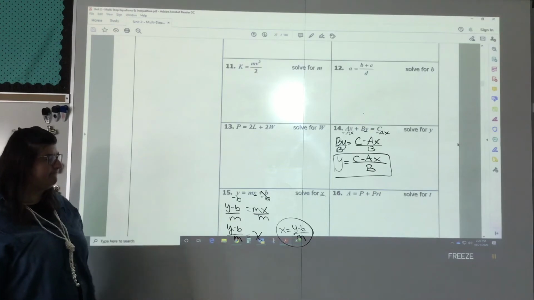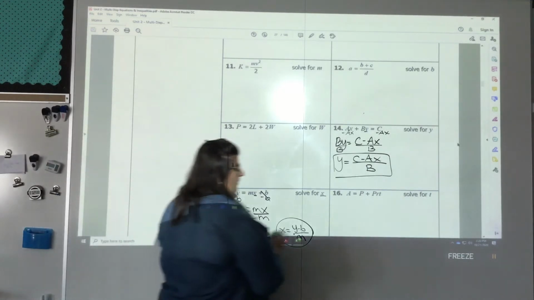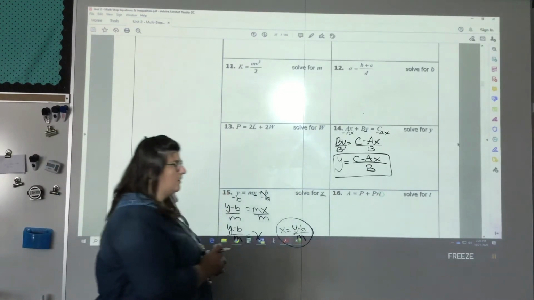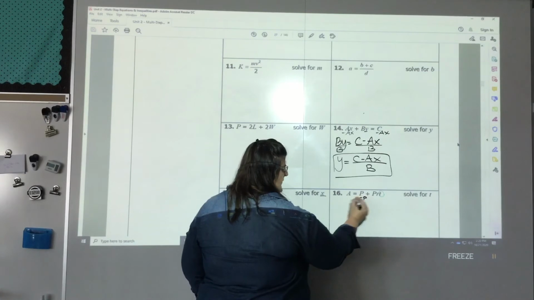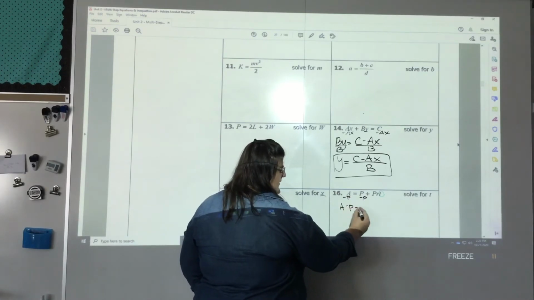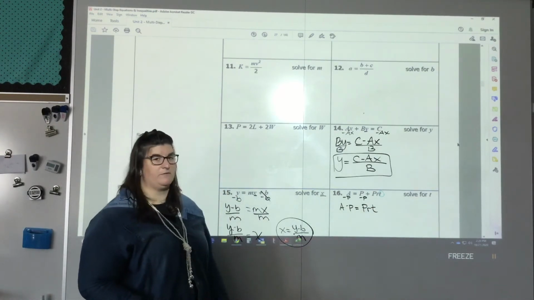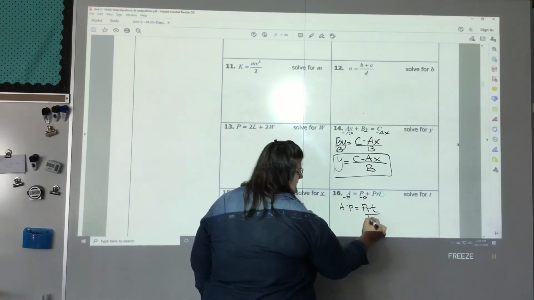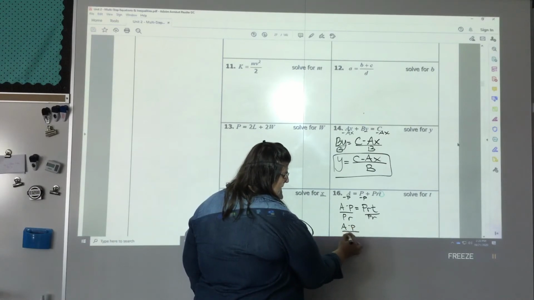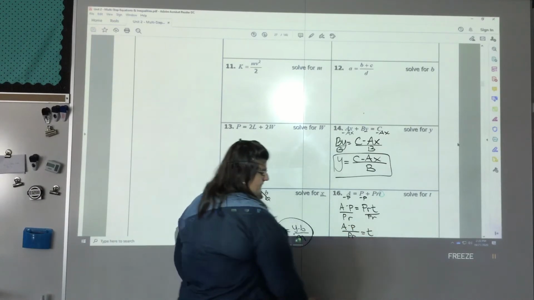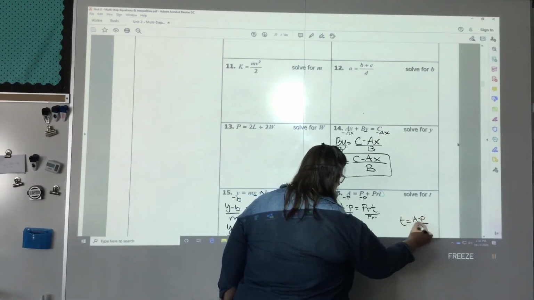Okay. Number 16, we're solving for t. We're going to start picking away. I want to get t by itself, right here, that guy. Work in reverse order of operations. I'm going to subtract that lonely p from both sides. A minus p equals prt. Again, solving for t, I'm going to divide by pr. So a minus p over pr equals t. t equals a minus p over pr.